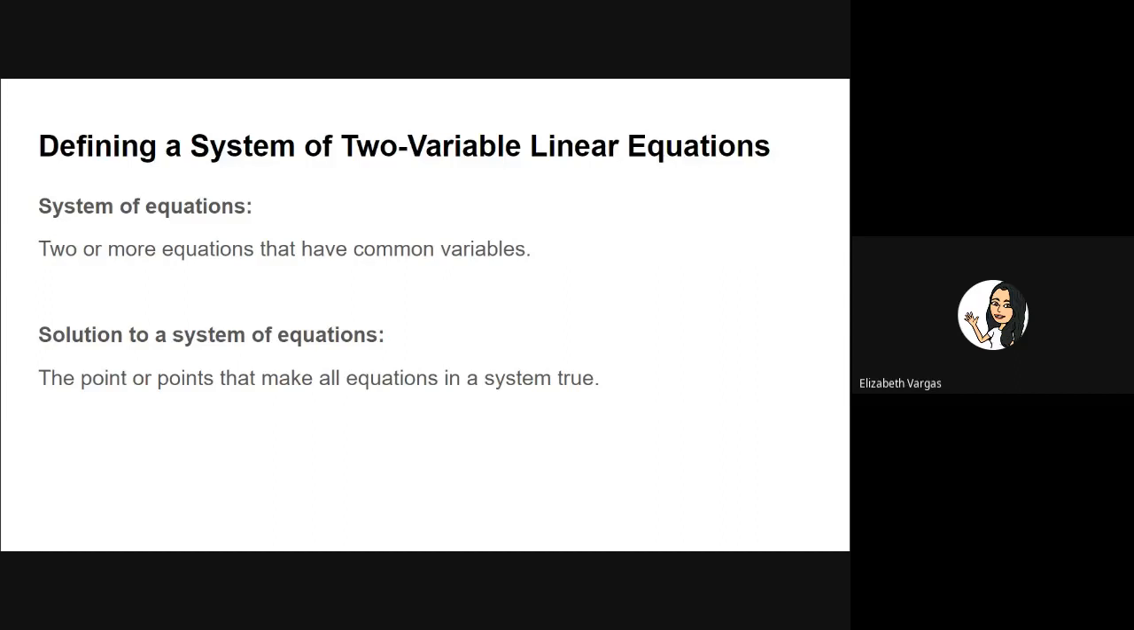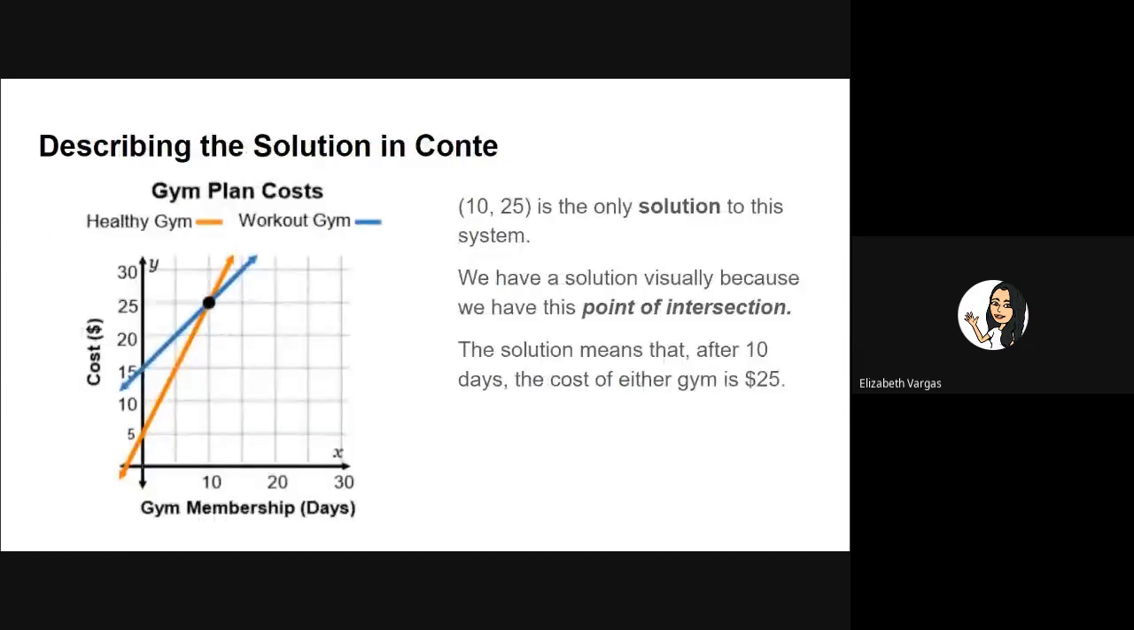So basically, we just identified D as 10. If I were to plug in 10 for both of my equations, I would get the same C. I would get that they're both going to cost $25 on day 10, which is what I'm trying to solve. What is the day that I will pay the same amount at both gyms? So what we just identified is that 10 and 25 is the only solution to this system. That's the only time in which those two lines intersect.